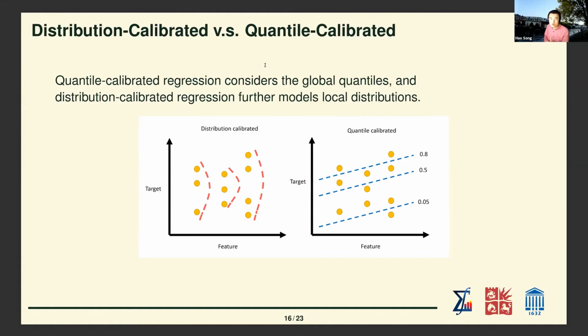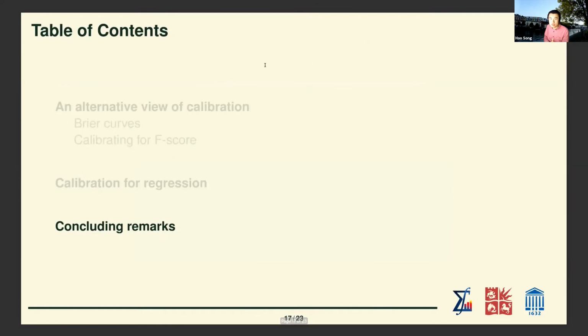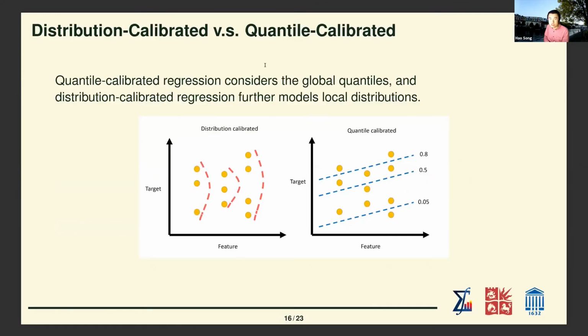We actually have a nice method based on Gaussian processes to achieve distribution calibration, but given the limited time, we will not introduce it here. You are welcome to ask questions or refer to the original paper afterward. Thanks.